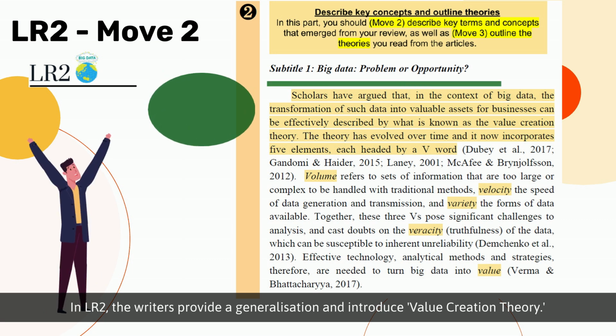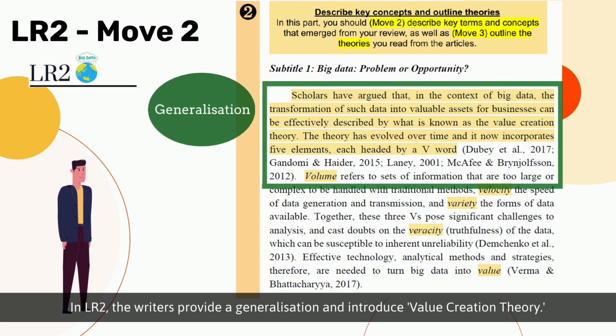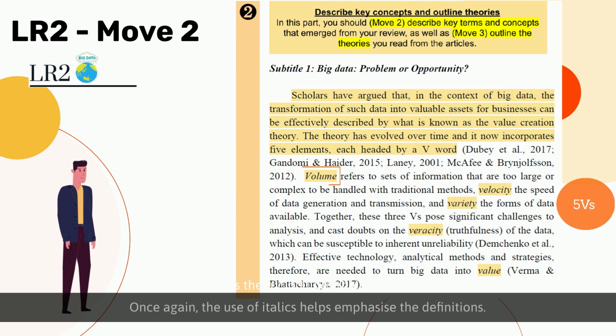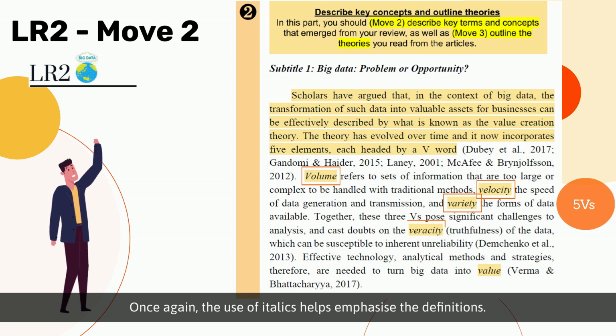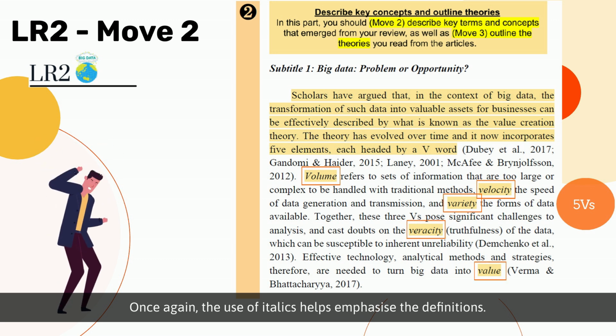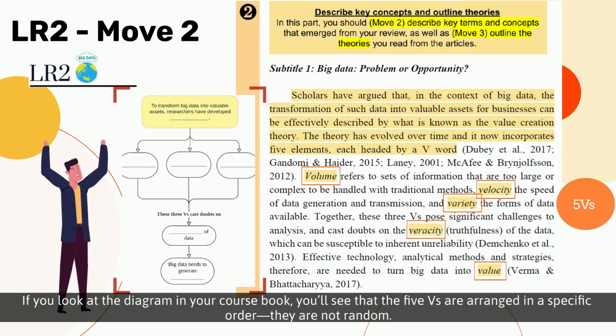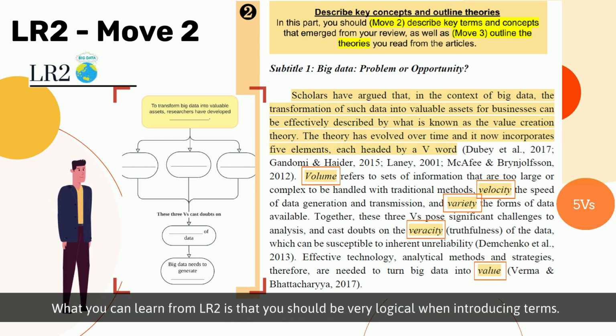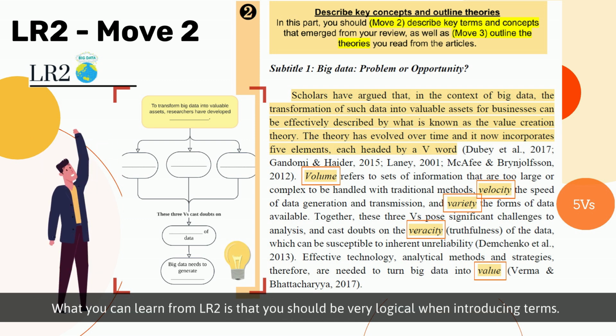In LR2, the writers provide a generalization and introduce value creation theory. This theory includes the 5 V's. Once again, the use of italics helps emphasize the definitions. If you look at the diagram in your course book, you'll see that the 5 V's are arranged in a specific order. They are not random. What you can learn from LR2 is that you should be very logical when introducing terms.